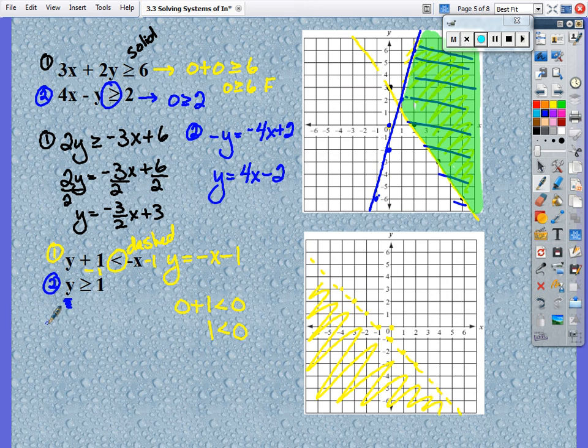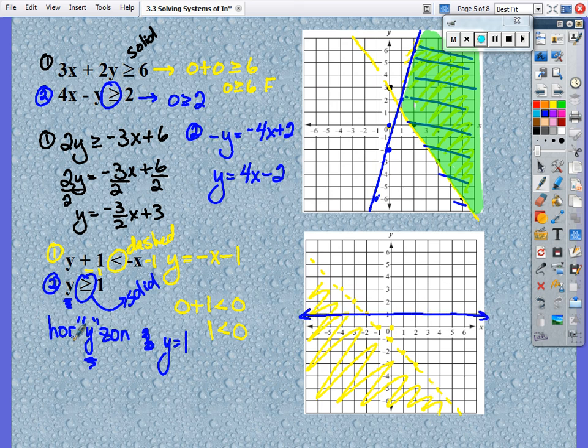And if you remember, when y is by itself, we're talking about a horizontal line. So this is simply a horizontal line at 1. If I convert it over to an equation, you can see y is by itself. It's going to be a solid horizontal. The inequality tells us it's going to be solid. So at 1, we've got solid.